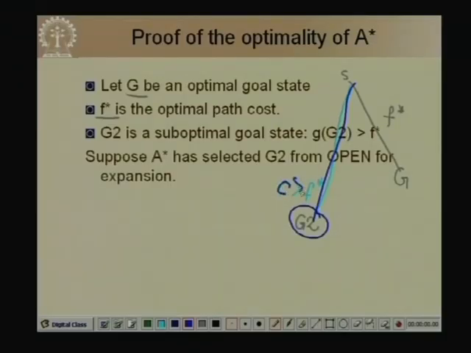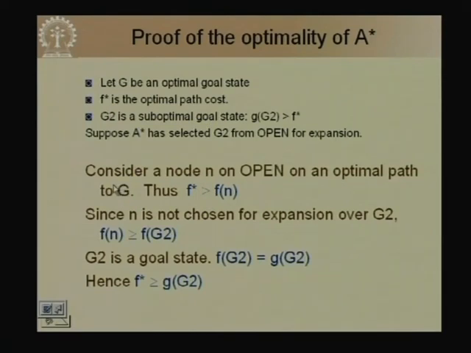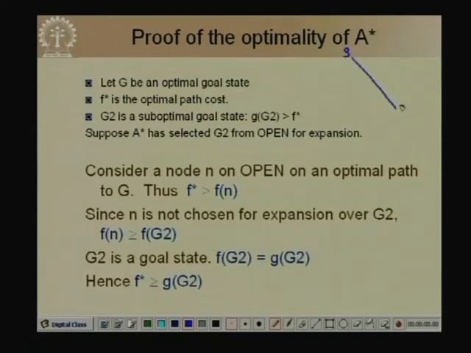In order to prove this, let us start with the opposite, a proof by contradiction: suppose A star has selected G2 from open for expansion. Now, this is my start state, this is G and this is G2. If G is not on open, there must be at least another node on this optimum path which is on open. So, the node n of the optimum path must be on open. Now, suppose our algorithm A star has selected G2 for expansion and not selected n.